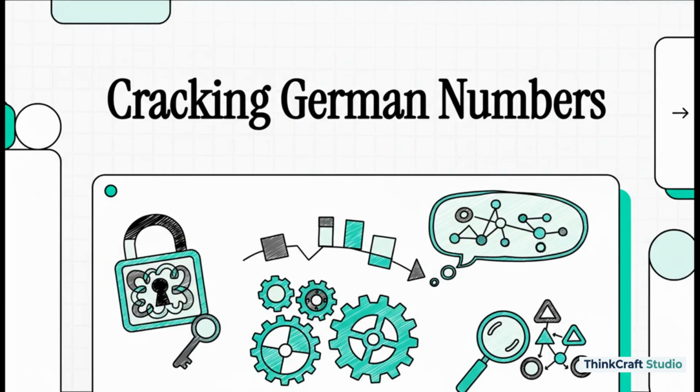So if you're learning German, I'm willing to bet there's one thing that trips you up more than anything else: the numbers. But what if I told you there's a simple, logical code behind all that confusion? Well, in the next few minutes, we're going to crack it. Together.